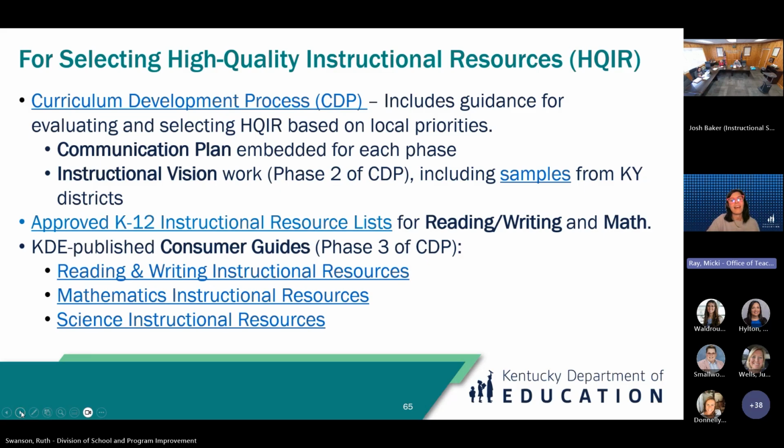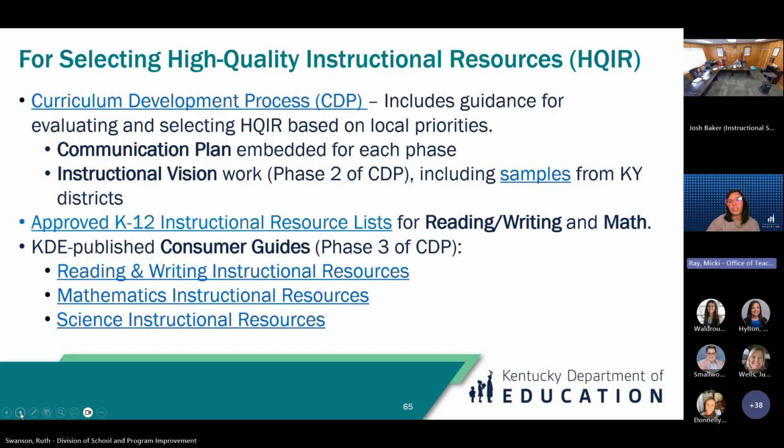The next thing on that slide, we do have approved K through 12 instructional resource lists for both reading and writing and mathematics. Beyond that, we are building out a recommended list. So we have statutory authority to support approved lists for reading, writing, and math, but we wanted to be able to offer supports around science as well. And so we're in the process of building out a list that'll be a bit more explicit just in terms of the recommended resources for science.